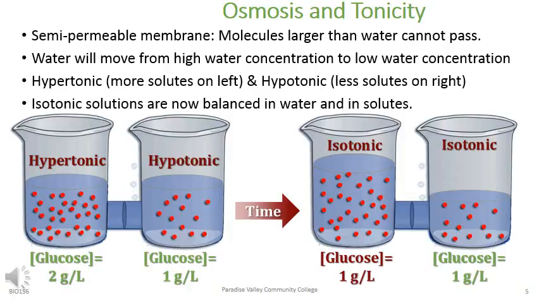And then the isotonic solutions are what we get once the hyper and hypotonic solutions and the water moving from high concentration to low concentration even out. And once you even out everything over time, you get this isotonic solution happening. Now, even though it looks like the solutions are uneven, they are actually quite balanced. And so we'll talk about that.